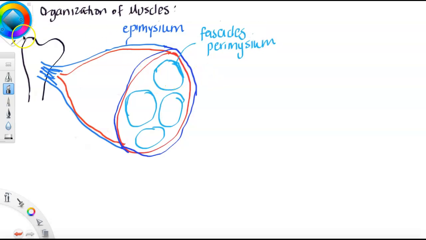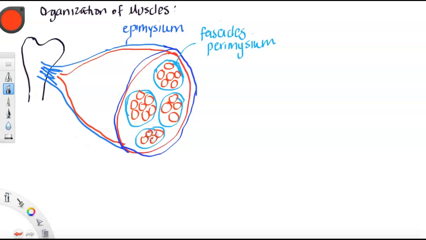Okay, so inside each one of these, let's make it red, is a group of muscle cells. So these are muscle fibers. And the muscle fibers themselves are surrounded by connective tissue. And it's loose connective tissue. It's called the endomysium.